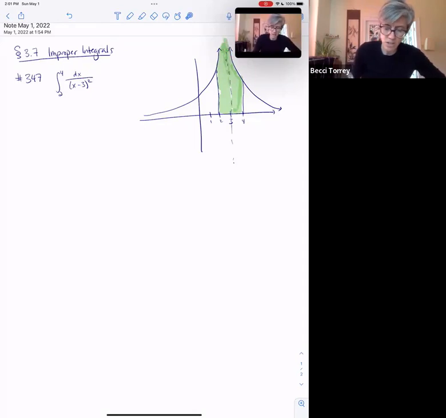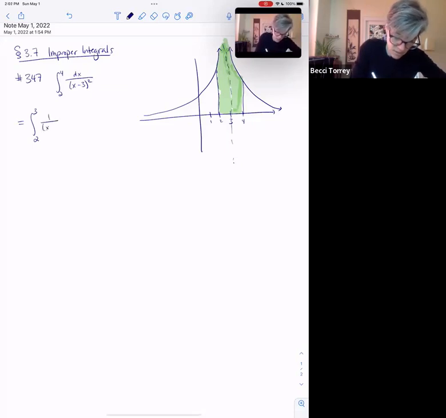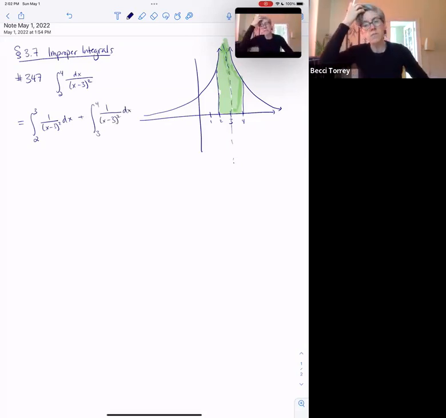So by definition, what we do is we split this up into the integral from 2 to 3, and we use 3 because that's where this asymptote is happening. So the integral from 2 to 3 of 1 over (x minus 3) squared dx, plus the integral from 3 to 4 of 1 over (x minus 3) squared dx. And that's still not enough because we still can't use our fundamental theorem of calculus. We have to take a limit.